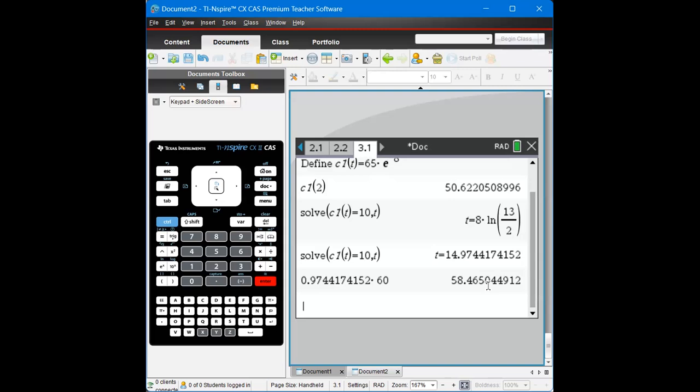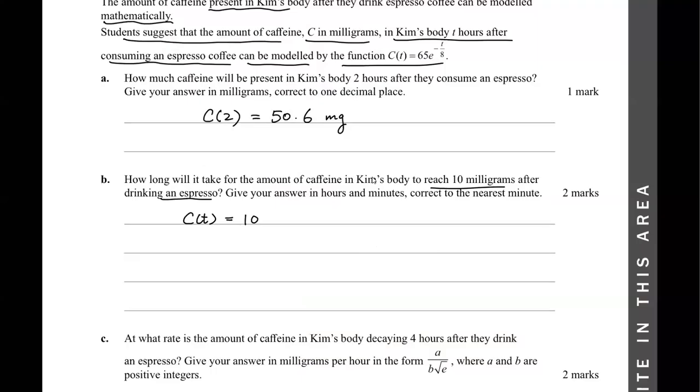So this part requires you to work with two stages, okay? Firstly, you need to equate your C of t to 10, and you get an exact answer, 8 log e of 13 over 2. I mean, you could also write this one as 14.974417, etc. But that's in hours.